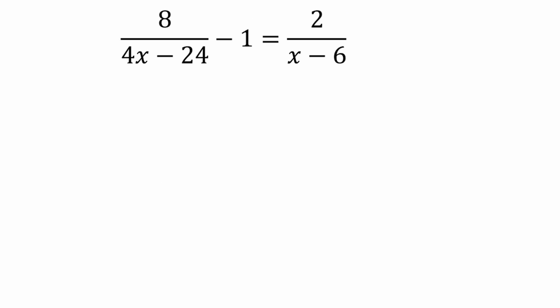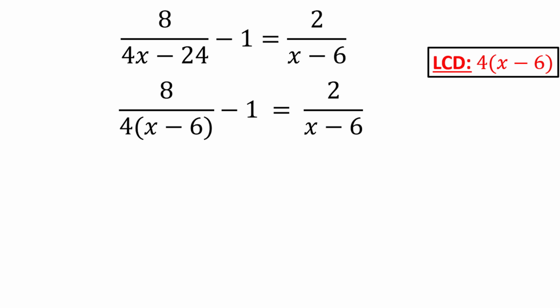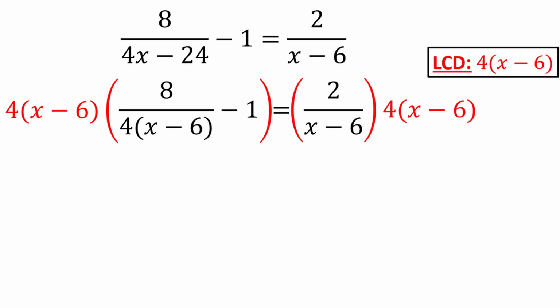Let's try 8 over 4x minus 24 minus 1 is equal to 2 over x minus 6. This one might seem a bit tricky, but it's actually very similar to the last one. The first thing to notice is that we can factor the denominator of our first term. If we pull out a 4, we will have 4 times x minus 6. Now we notice that the LCD is just 4 times x minus 6. So we can multiply each term by 4 times x minus 6.